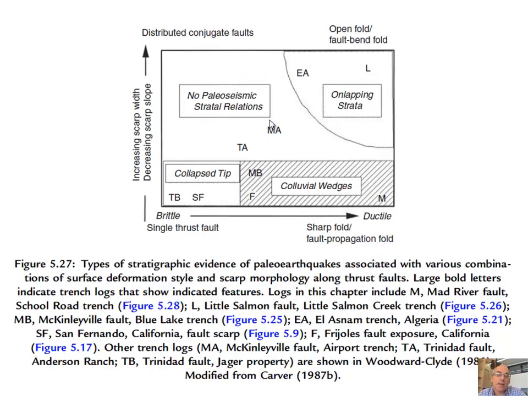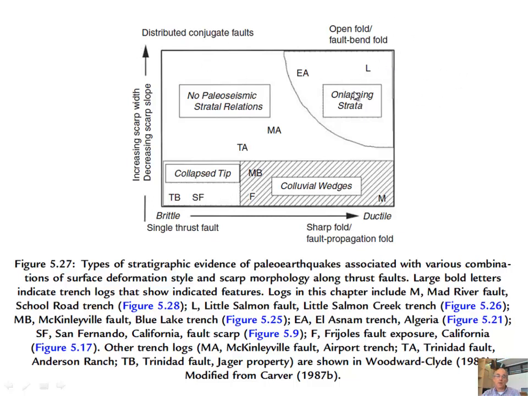So this is the final slide of this lecture. It's an attempt to just classify different characteristics of the reverse faulting environments, where you have, on this axis, kind of more brittle, narrow, single fault to ductile and folding. And this is the increasing width. So this would be a distributed faulting environment, and then this side would be a really big open fold.